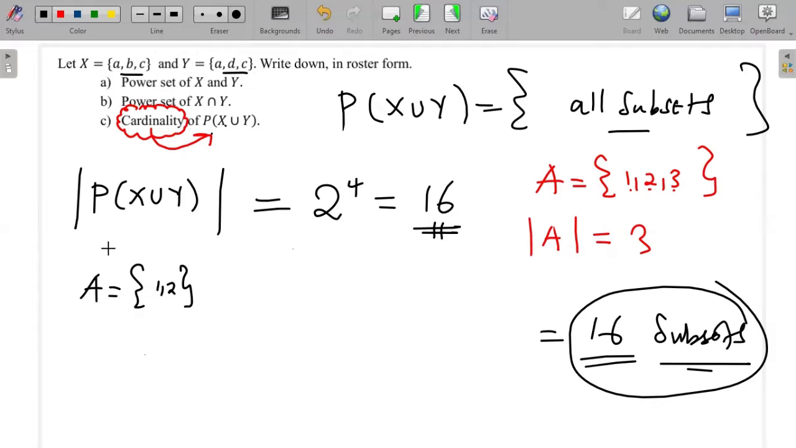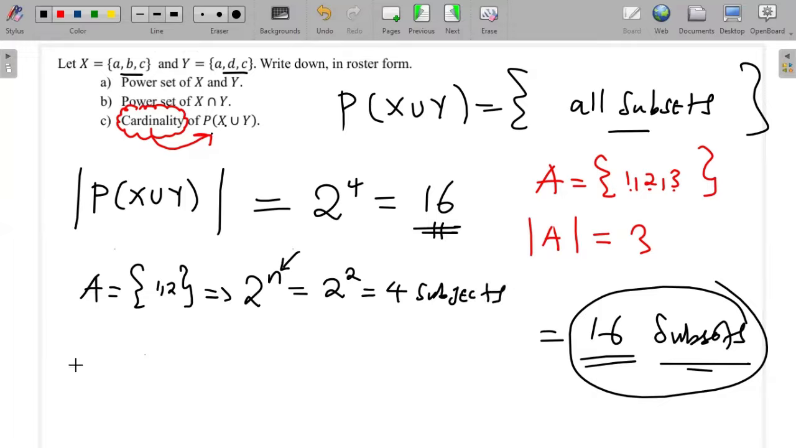To find the number of subsets that A is going to have, we always use the formula 2 to the power n, where n is the number of elements in that particular set. In this set, how many elements do you have? You just have 1, 2. So it will be 2 to the power 2, which is 4. So set A will have 4 subsets.